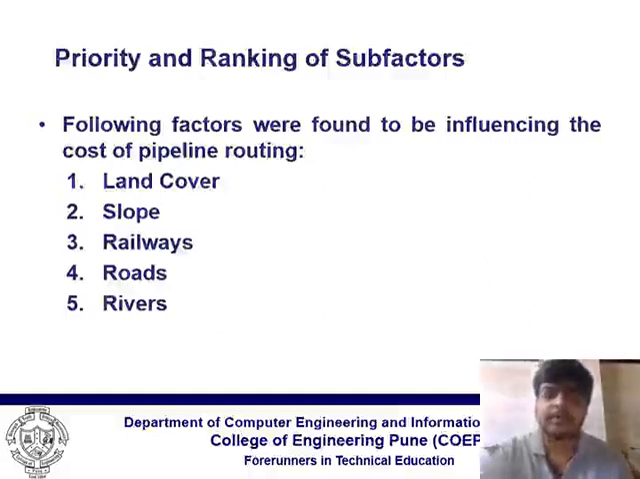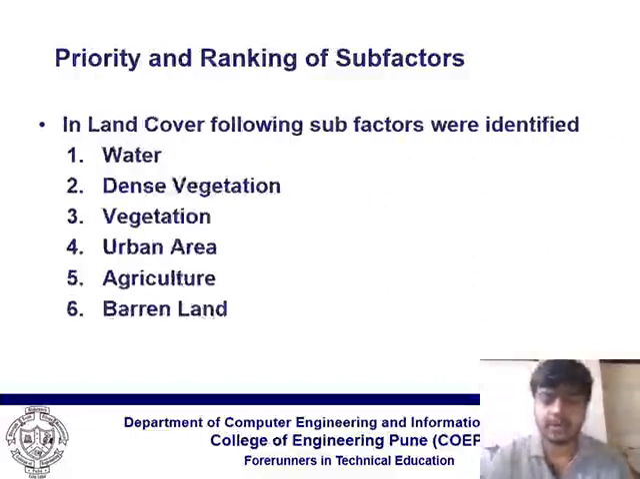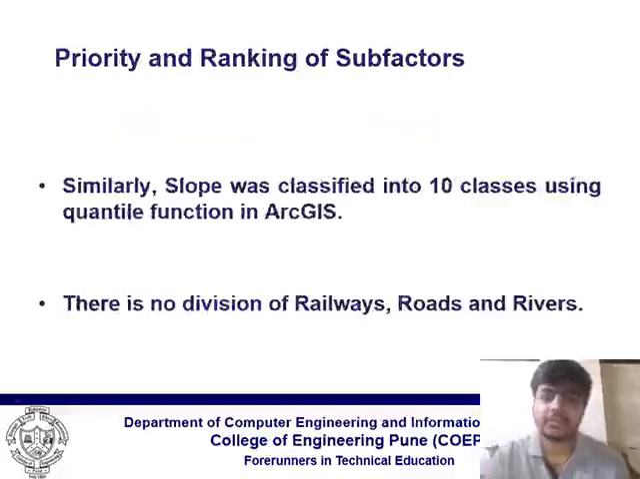Apart from land cover, there are some other factors which influence the power generation, for example, slope, railways, roads, and rivers. And since land cover is such an important part of it, these are the sub factors, as we have previously discussed: water, dense vegetation, urban area, agriculture, and barren land. We have also divided the slope into 10 classes using the quantile function in ArcGIS. And there is no division of railways, roads, and rivers.